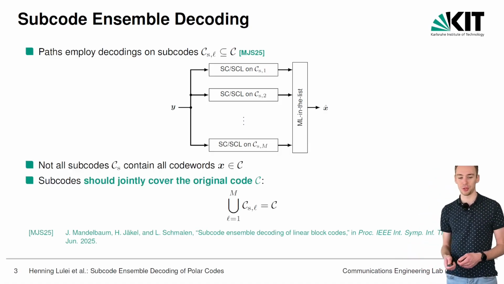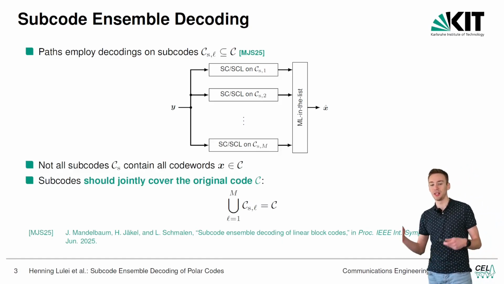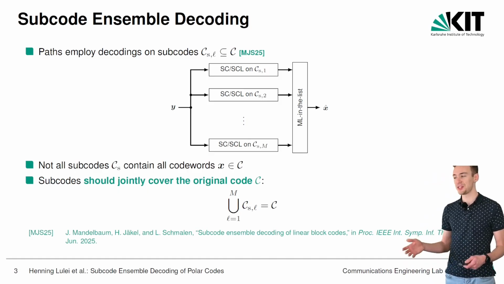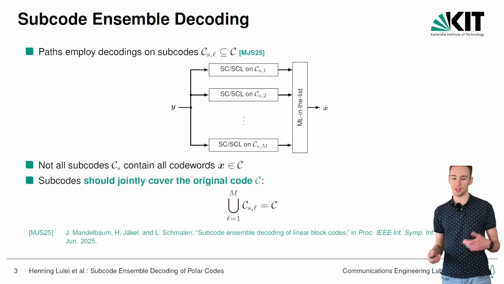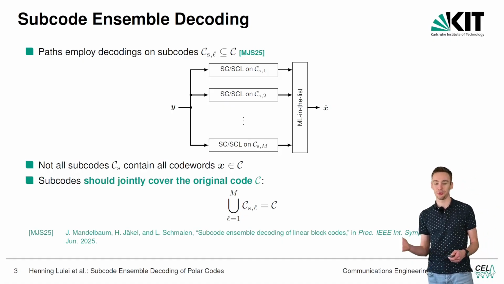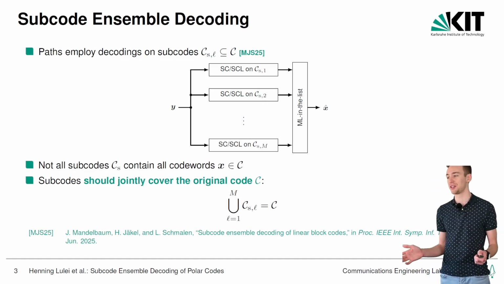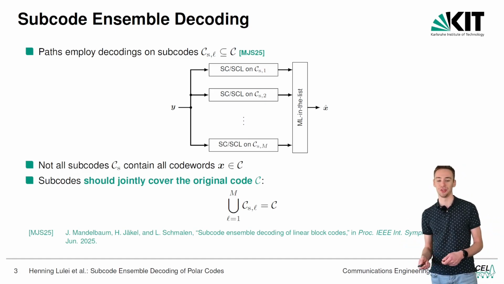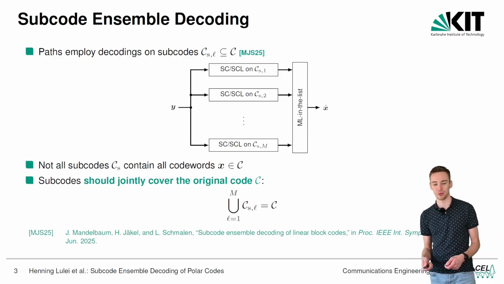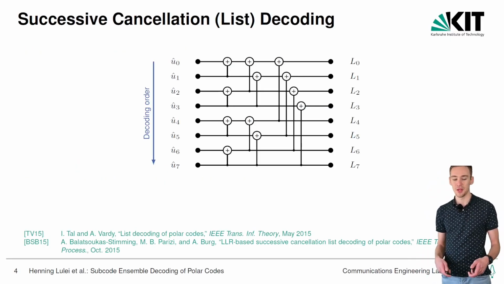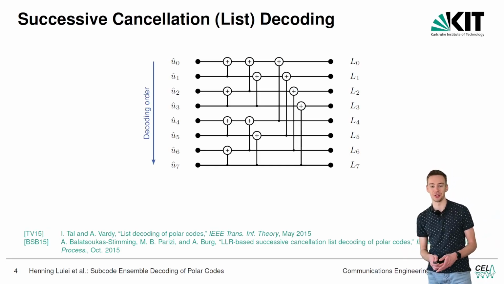However, one very important step is to make sure that all the subcodes together cover the entire code. That means that every code word is contained in at least one subcode. If that's not the case, that code word can never be decoded, and even with a very high SNR, we will always get an error on that code word, which is obviously not very favorable, so we will keep that property in mind. Let's quickly recap SCL decoding.